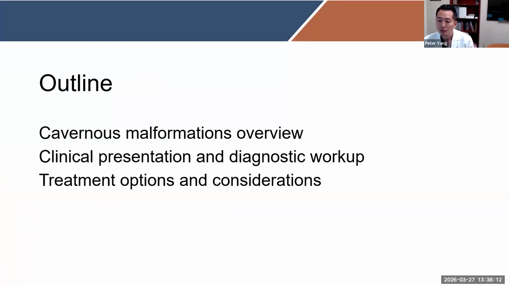We will provide an overview of cavernous malformations, also called cavernomas or CAV-MALs, and discuss their overall diagnosis and treatment strategy.